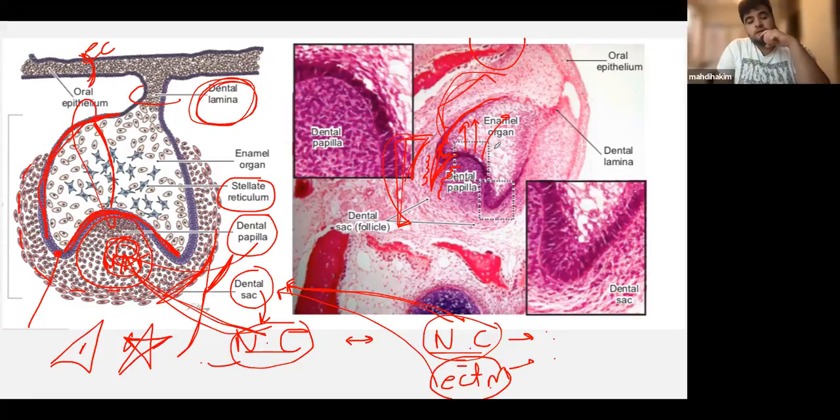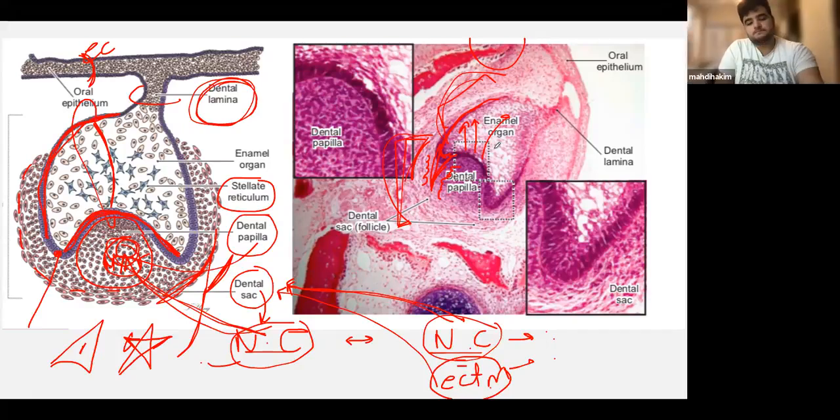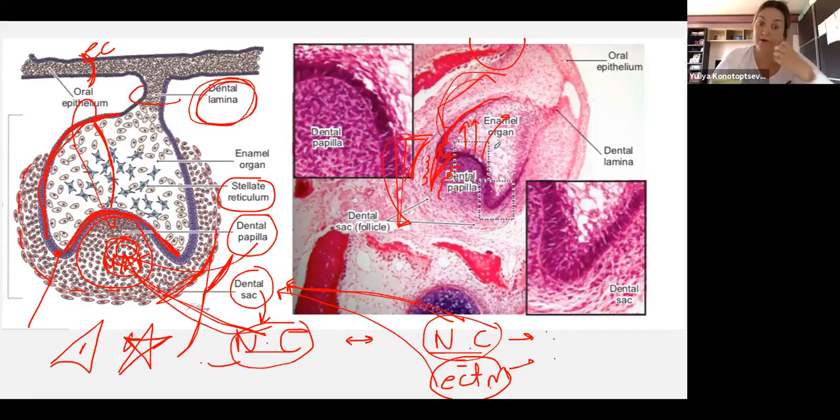One more thing. Is it the same for the milk teeth and for the adult teeth? Same thing. Very good question, except for the milk teeth, the root formation is very limited. The root is very tiny in the milk teeth compared to the permanent teeth. In the permanent teeth, we spend more time making root than in the milk teeth.